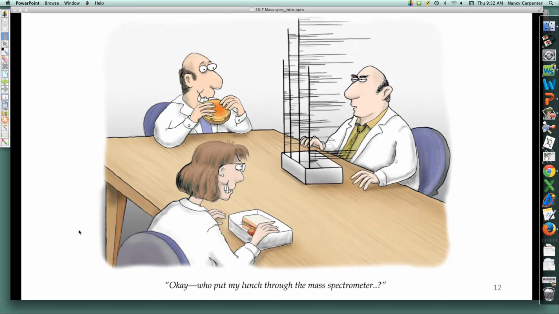So there you go. Alright, wrapping it up. I thought this was the best Mass Spec cartoon I could find. It's a little odd. You gotta admit that scientists have kind of a warped sense of humor sometimes.